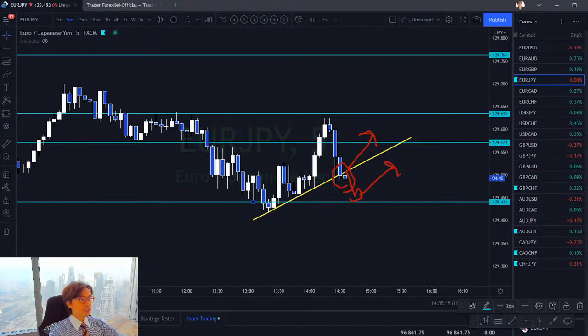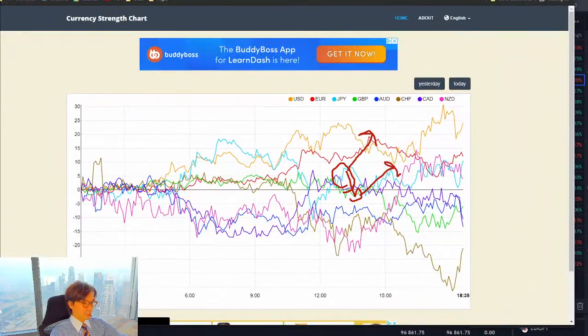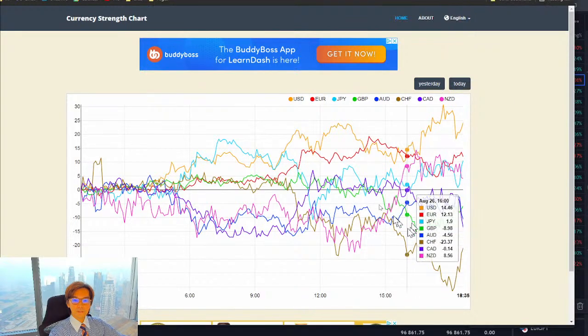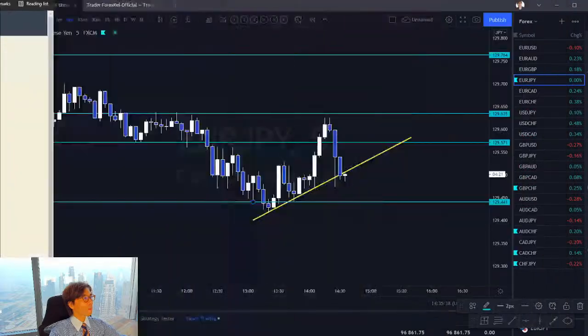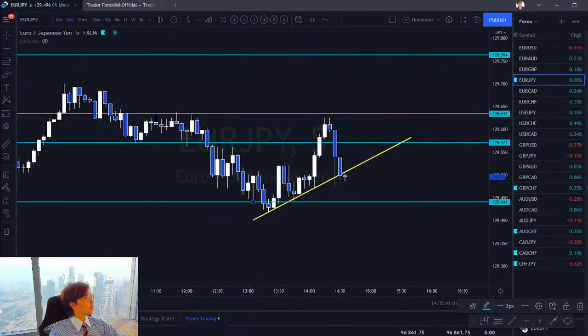I think for the currency strength chart right now, the Swiss franc is the weakest one. I think it's going down right now. Yep, here is the strength chart, and you can see that the Swiss franc is going down. USD is up right now, so it looks like USD Swiss franc is going up. It's always nice to keep in mind which currency is weak and strong for today's market.